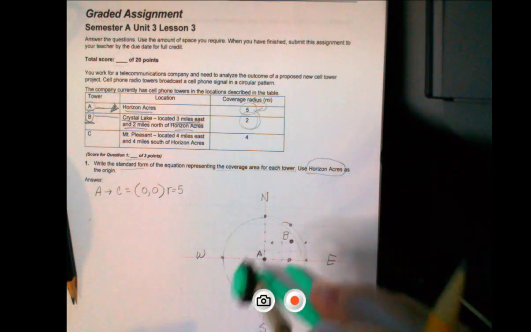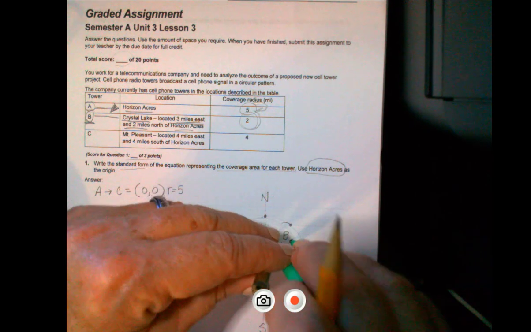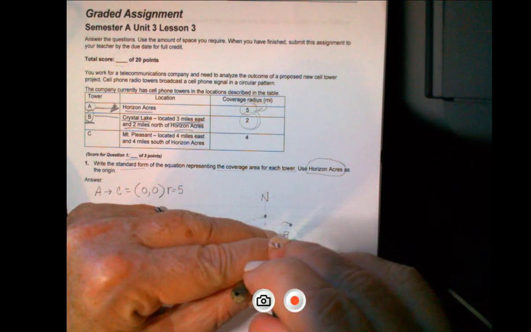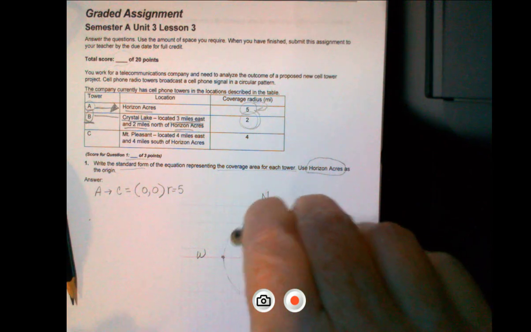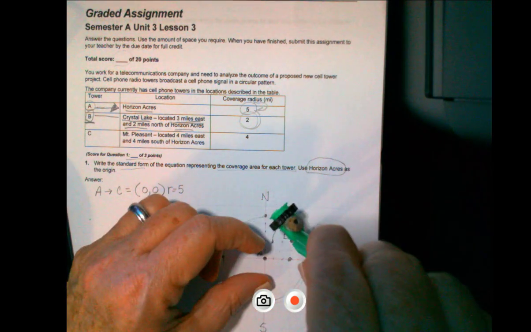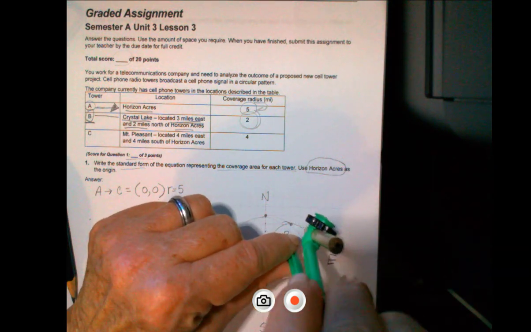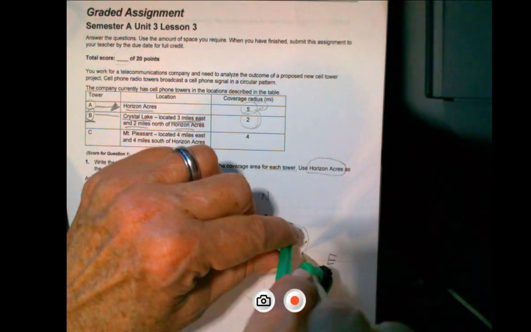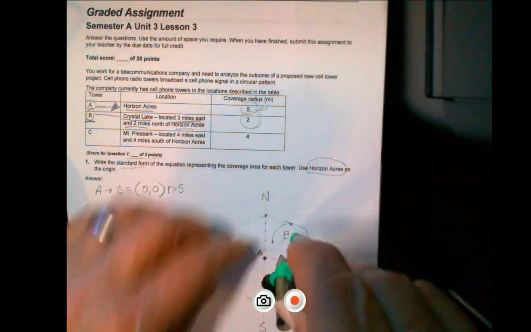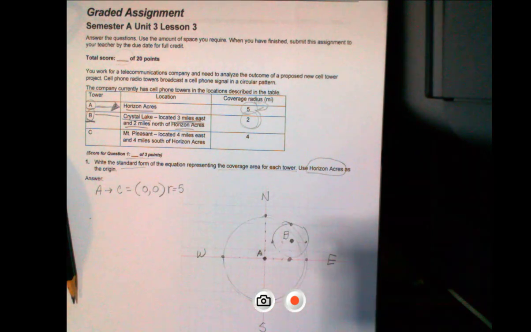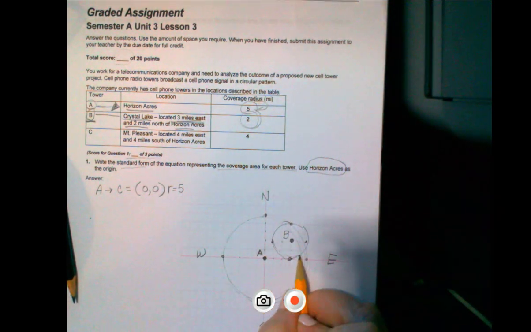Sketch this as well. I'm not very good at sketching. Let me just take this and lock that in. Not the best compass, but it's good for sketching. All right. So there's an indication of where Crystal Lake will cover.